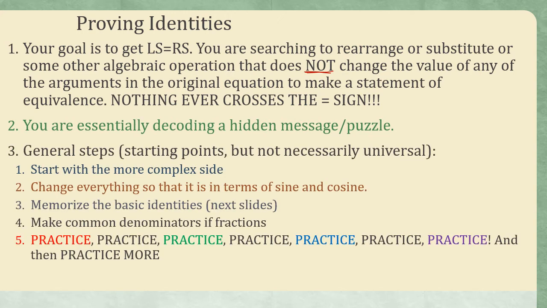These are some general steps. They're starting points. They're not necessarily universal, and the only way you get better at these is practicing. Step one, typically we start with the more complex looking side. Not always, but it's usually a good idea to change everything so that it's in terms of sine and cosine. Memorize the basic identities, which I'm about to give you on the next slide or slides. If you have to deal with fractions, you have to make common denominators. And then practice, practice, practice, and then practice more. That is the only way to get better at these.